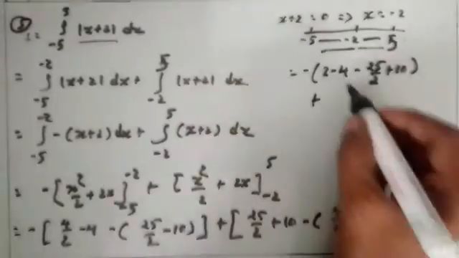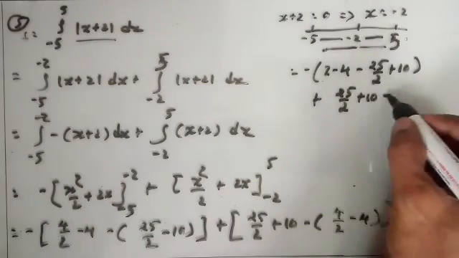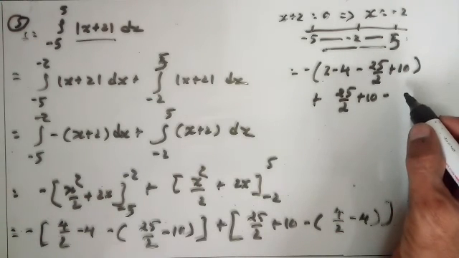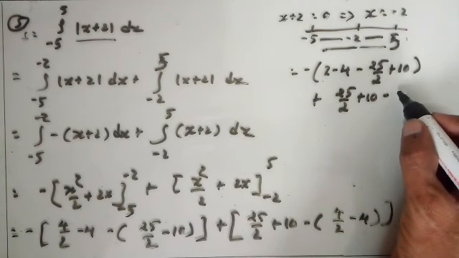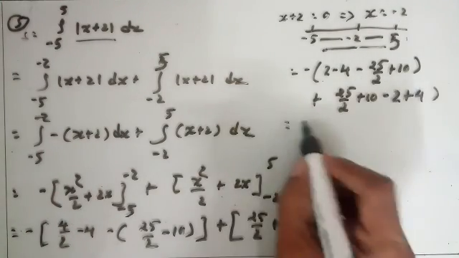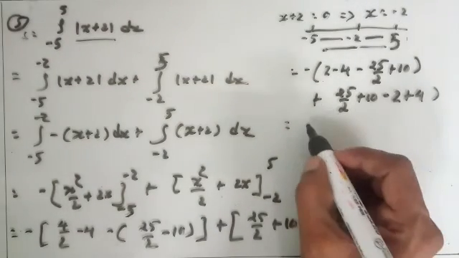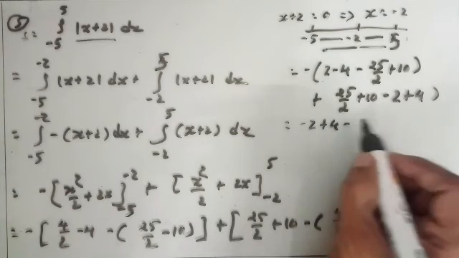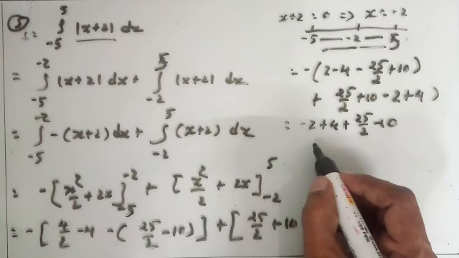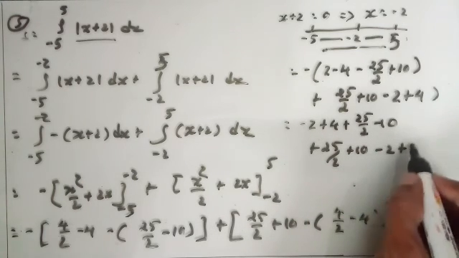Plus here 25 upon 2 plus 10, minus here 4 upon 2 becomes 2, minus, take inside. So here we get minus 2 plus 4. Okay. So now simplification: minus, take inside and simplify this. So here we get minus 2 plus 4 minus, plus 25 upon 2 minus 10 plus 25 upon 2 plus 10 minus 2 plus 4.